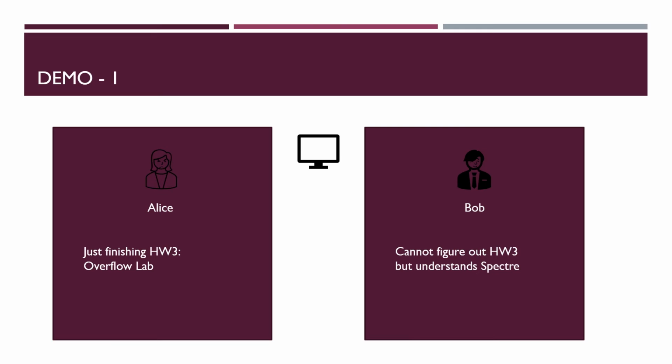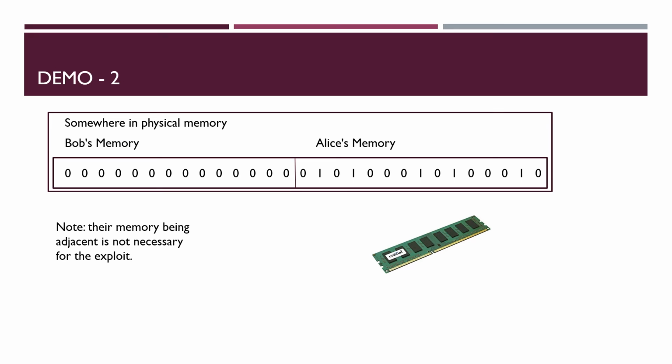Let's give a demo of how Spectre actually works. Now, as I mentioned earlier, Spectre has kind of been patched out of a lot of modern operating systems, and so we won't be able to actually represent how the exploit functions, but we put together a visual representation that will give you the essence of how the exploit works. On the left, we have Alice. Alice is just finishing homework 3, Overflow Lab. You'll notice visually she's very unhappy. It was not a fun lab. Bob on the right cannot figure out homework 3 at all, but he understands Spectre, and we can imagine that they're both working on the same machine, different profiles in the same address space.